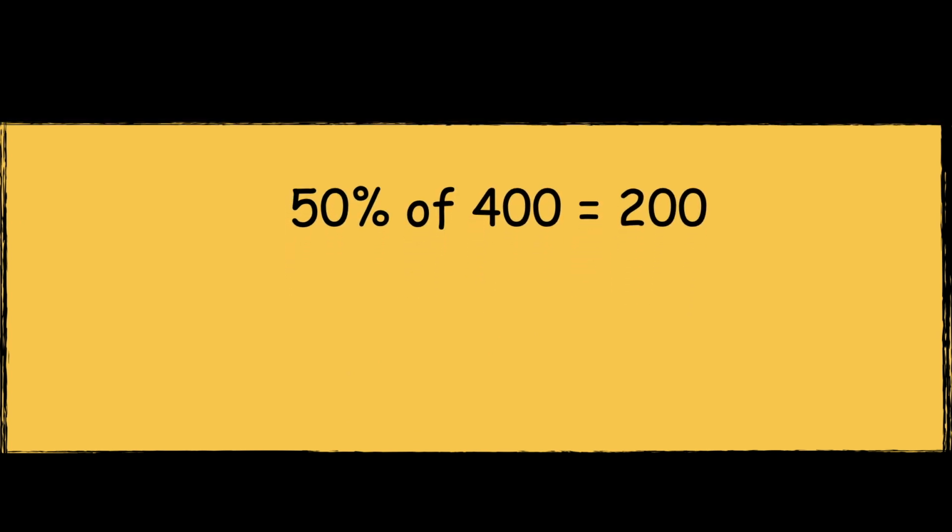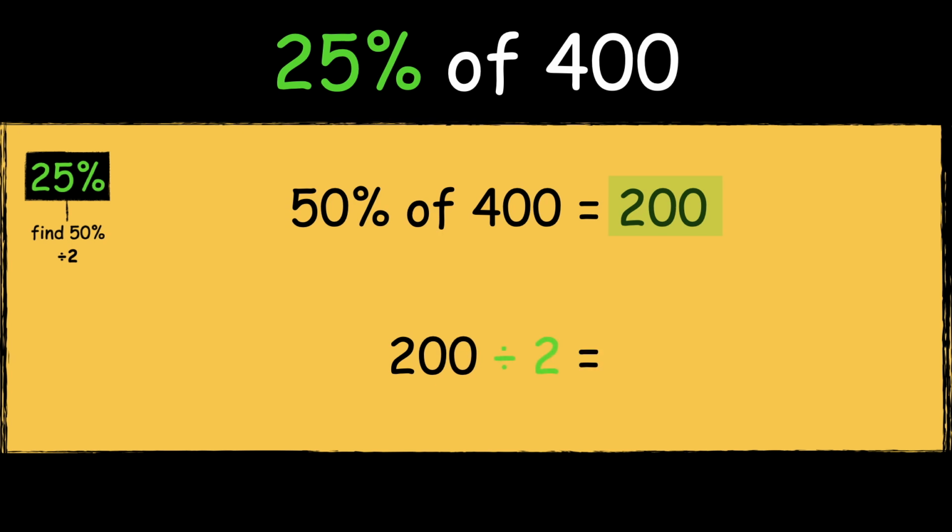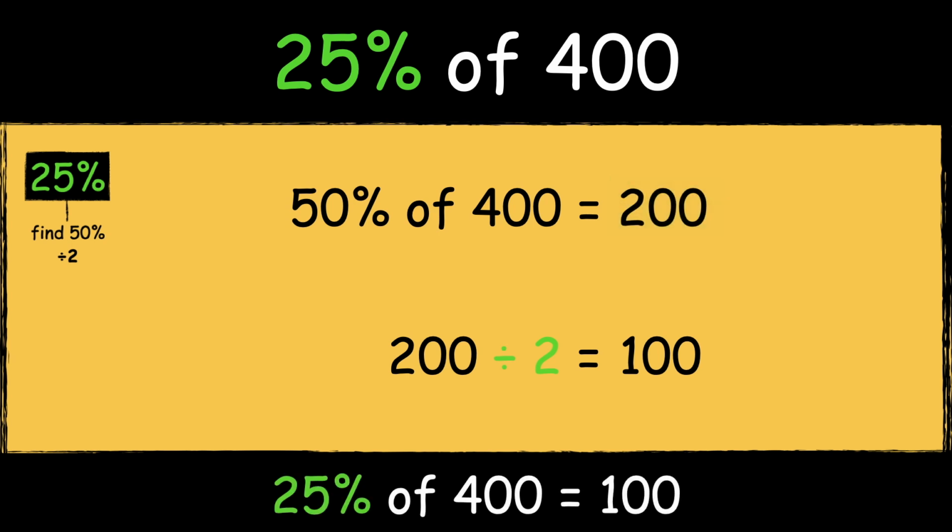So now that we know what 50% of 400 is, we can find 25%. To find 25% of a number, we find 50% and then half it again. So 200 divided by 2 equals 100. So 25% of 400 is 100.